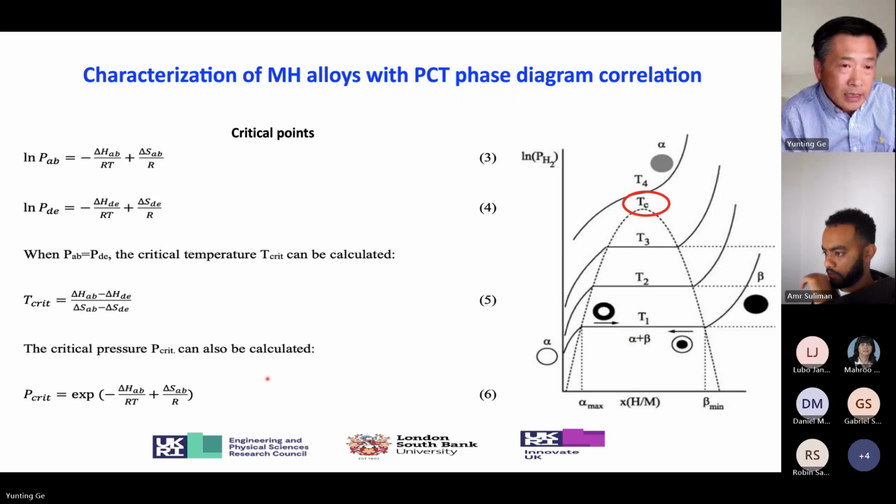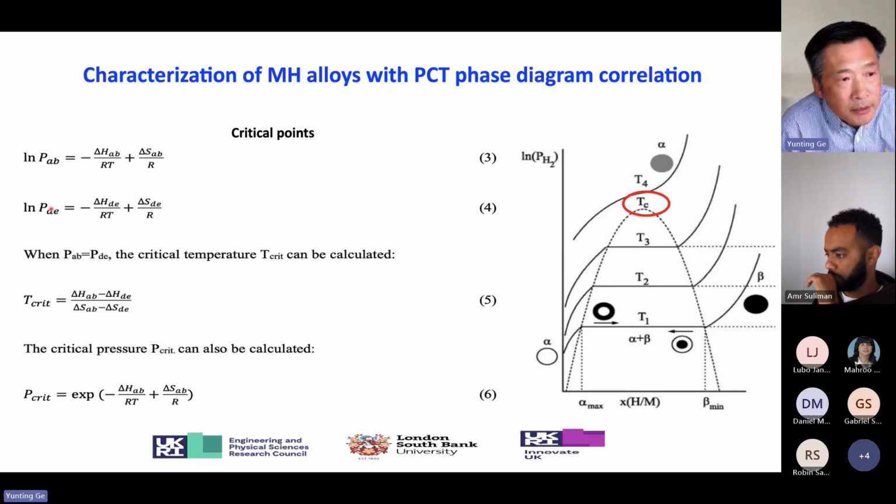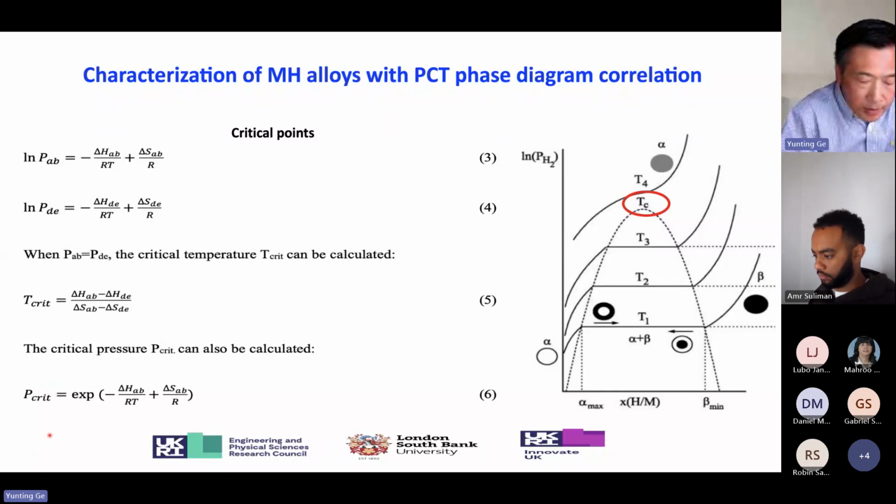For the critical point calculation, you use this formula to calculate the pressure at low temperature for the absorption process, and at the same temperature you can also calculate the pressure for the desorption process. When the temperature increases to the critical point, these two pressures will be the same. At this condition, we can calculate the critical temperature, and after that we can calculate the critical pressure.